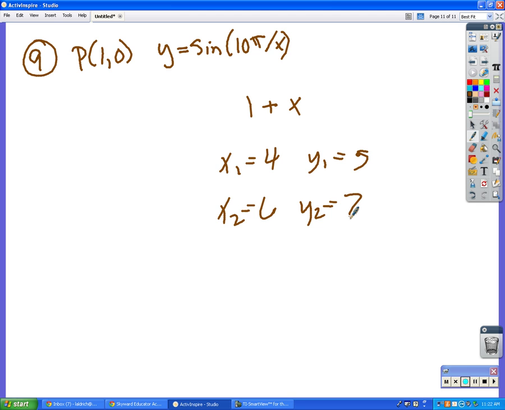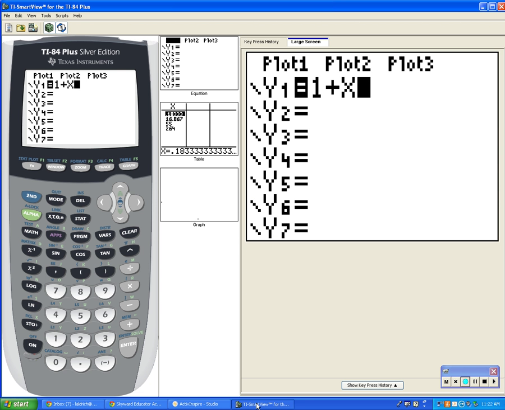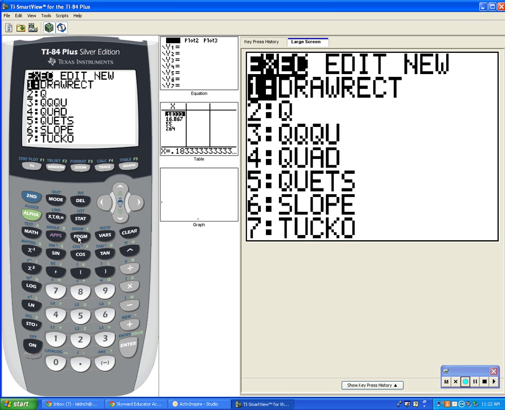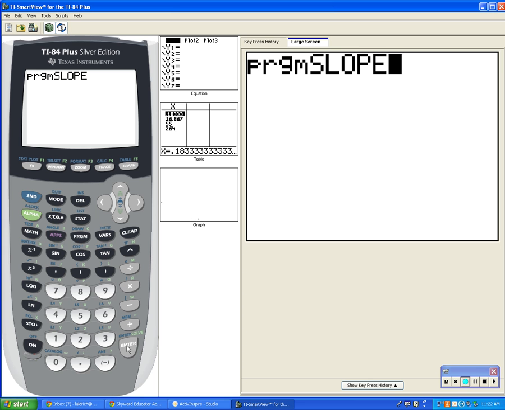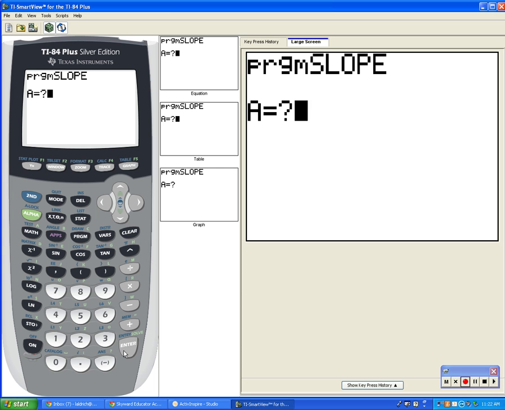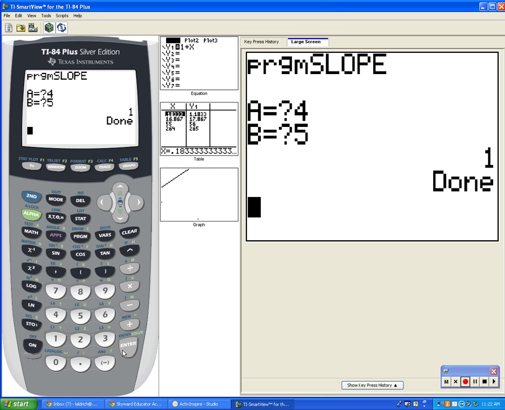Okay, so we're going to run our program. So have this entered into y1. Hit the program button, and now we are going to execute program slope. Hit enter. A is our x1, so that was 4. B is our x2, so that is 5. And then cross your fingers, and when we hit enter, it should say 1. Okay? So now when you're doing these problems, you don't have to do all that busy work.